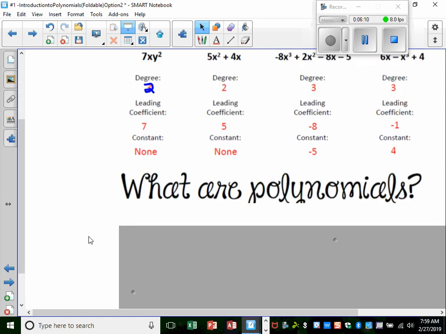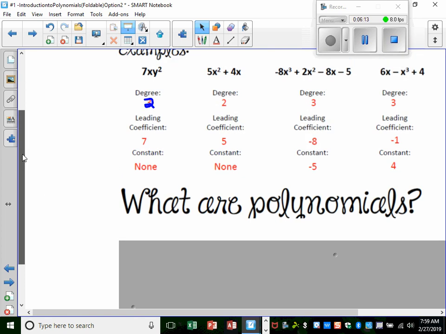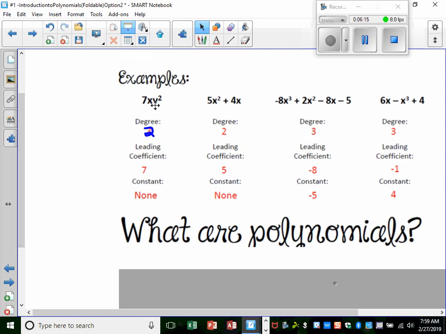All right. So what I'm going to do is go back up to the top and just kind of emphasize again what type of polynomials we have here. This would be a monomial. This will be a binomial. This will be a polynomial. And this will be a trinomial.